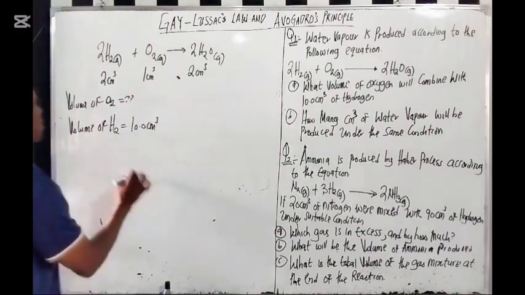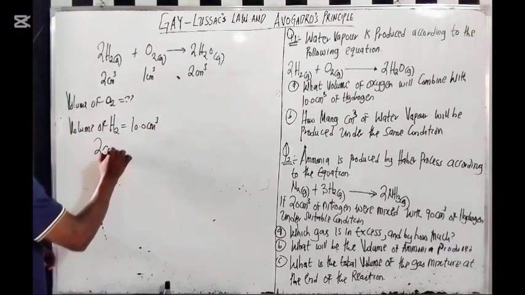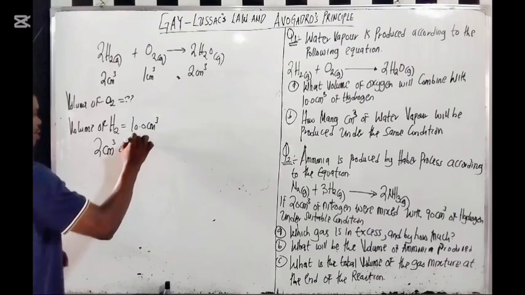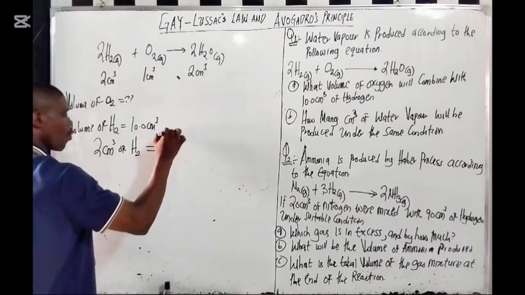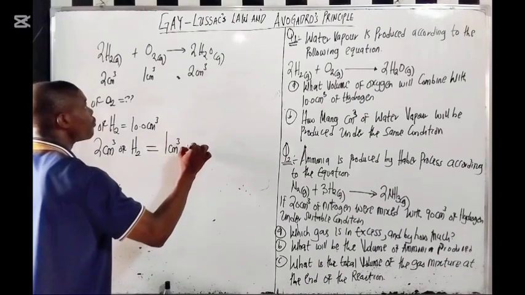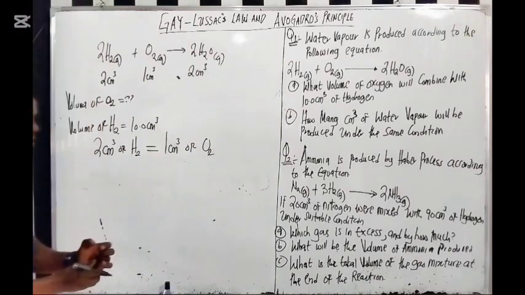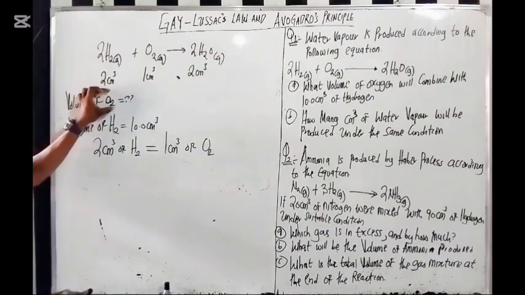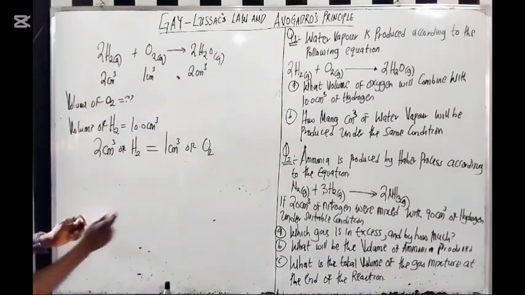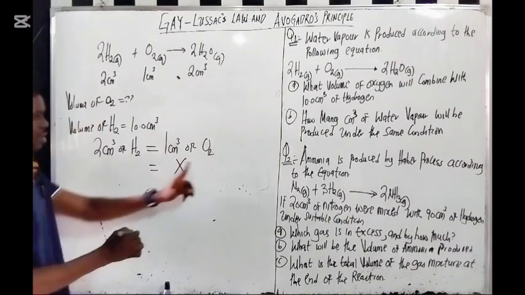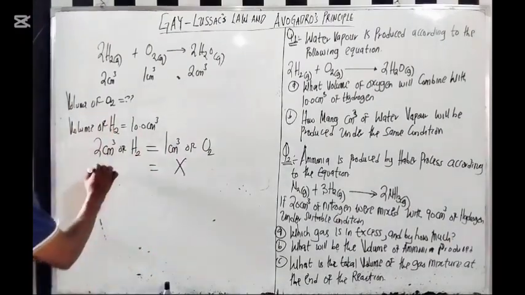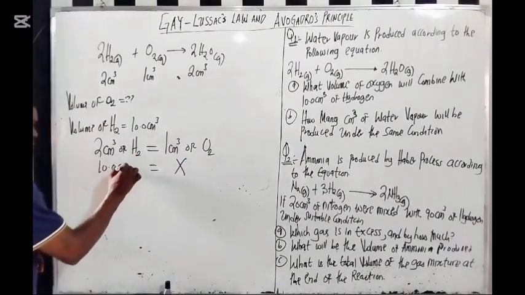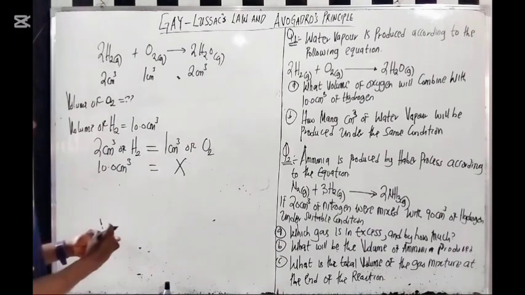So for the balanced equation here, we have 2 cm³ of H2 equals 1 cm³ of O2. Remember, we are looking for the volume of oxygen here. So it's going to be x. Do you understand? Why? Because it's going to be 10.0 cm³. Do you see that?